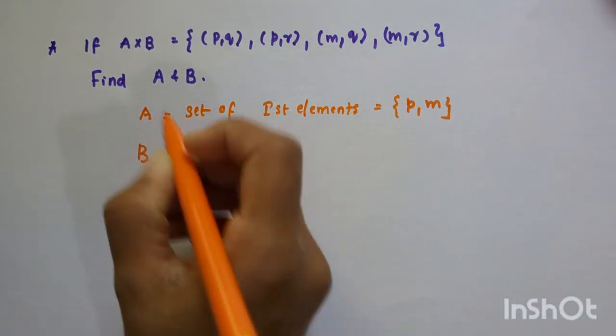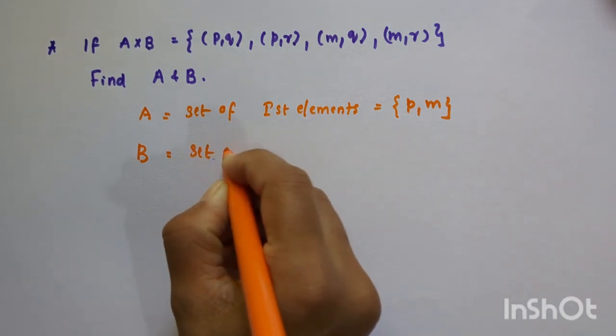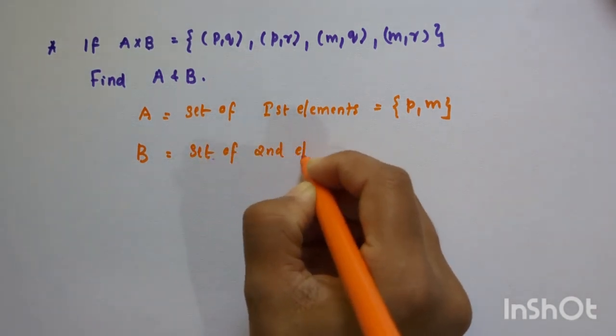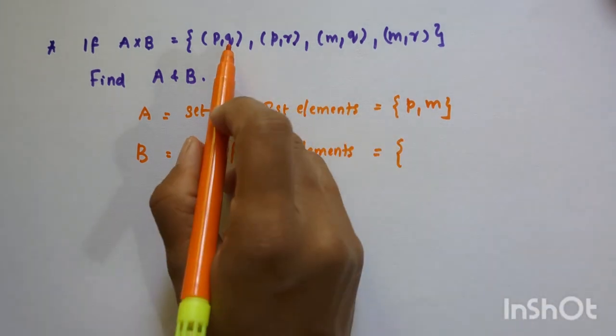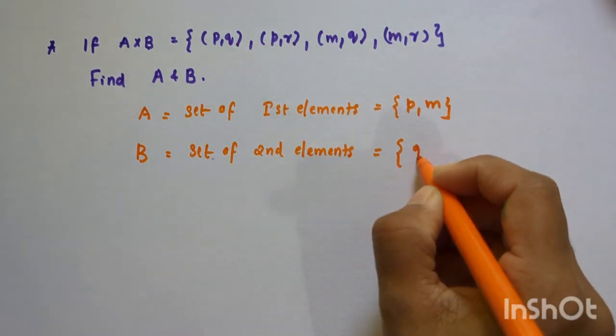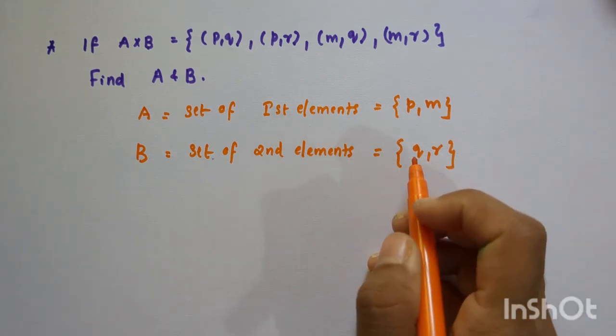Now you see, B is written here as second. So set B will be the set of second elements in this Cartesian product. The second elements are q, r, q, r. No need to repeat them again. So q, r. This will be the set B.